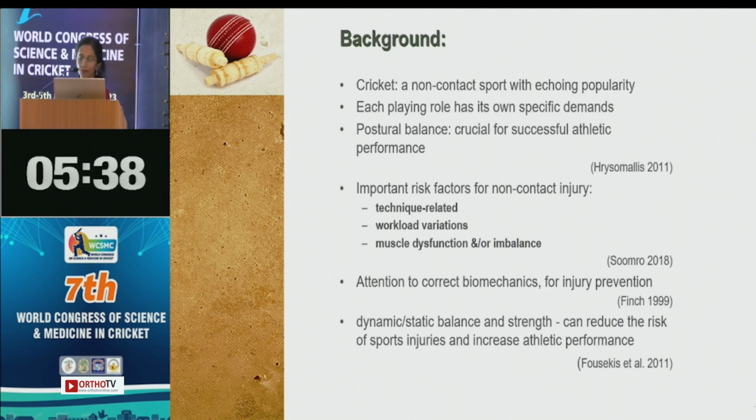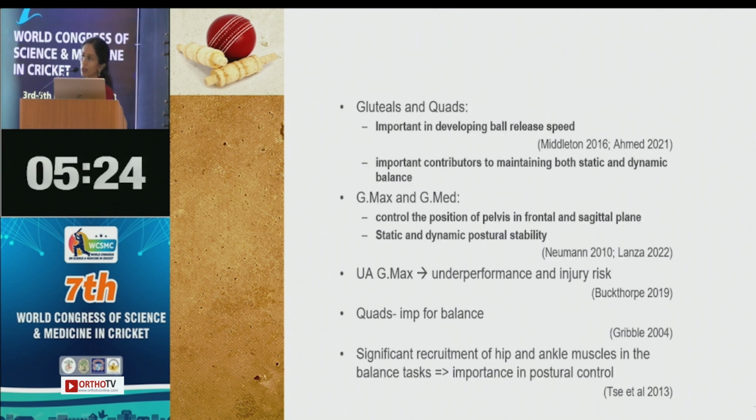It should be there. Dynamic and even static balance and strength have been found to be correlated, and they have been found to reduce the risk of injuries and enable a player to play even better. Among the muscles, I'll be focusing primarily on the gluteals and the quadriceps. These are the lower limb muscles I am focusing on, the reason being they are the most prominent ones to help in balance as well as to provide stability, and they have been proven to help in better ball release speed.